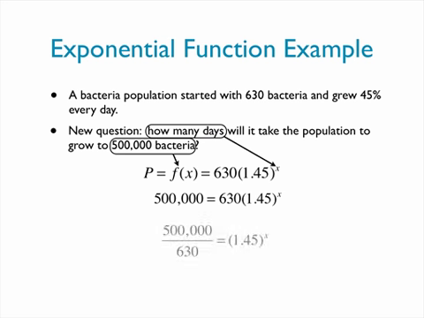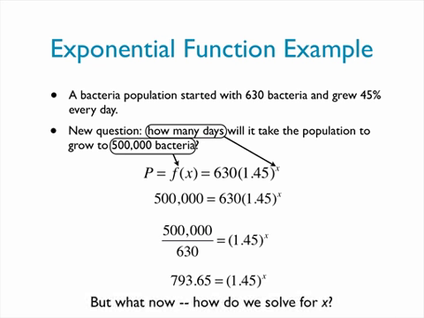So our first step, divide by 630, and that is 793.65 equals 1.45 to the x. Okay, and our goal is to figure out what that x is. So as we've just entered into algebra mode here, we kind of hit a wall. It's like, what do we do? How do we solve for x if it's an exponent? Many of you know that that's something to do with logs, okay? And that's true.